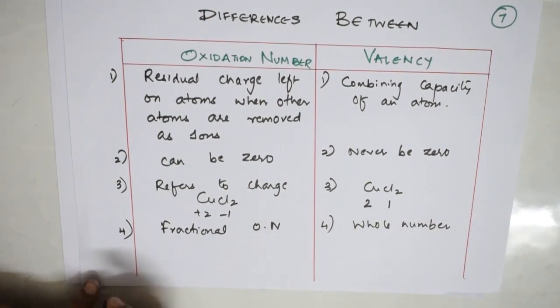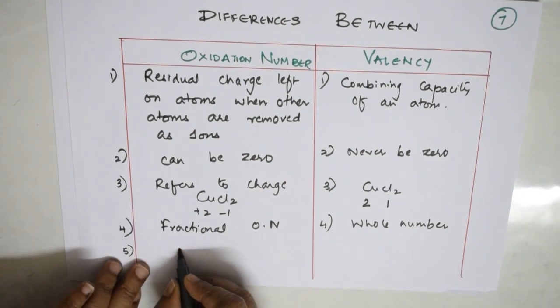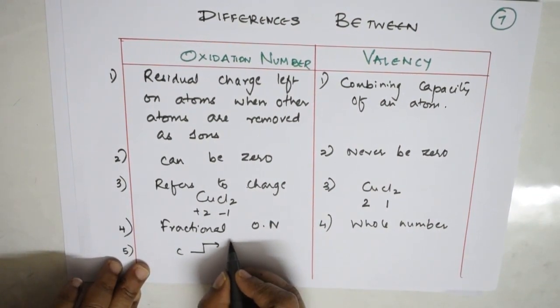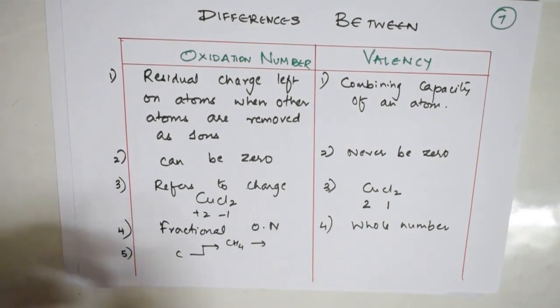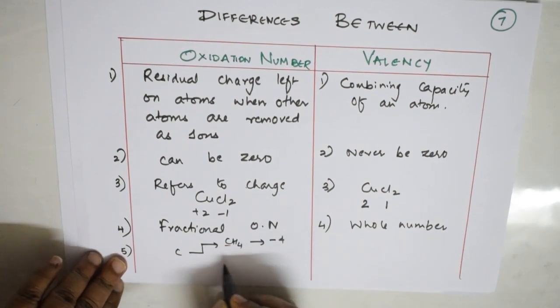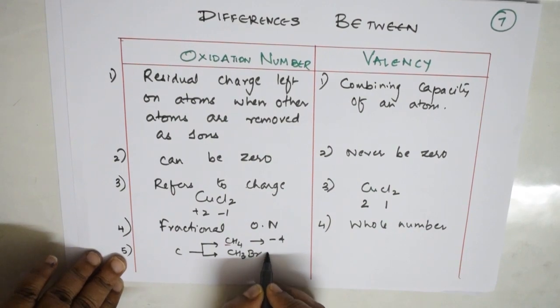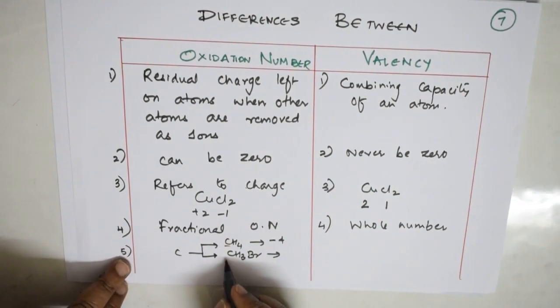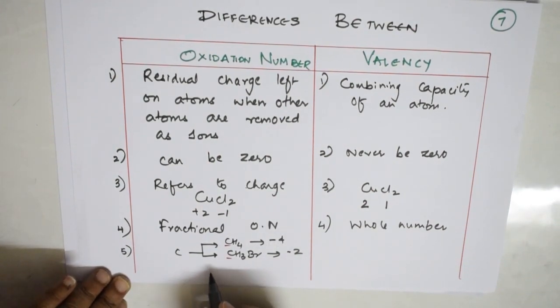Right. Now next thing, let me take an example with one element, carbon. If I take an example of CH4, what is the oxidation number of carbon? If I underline this, the carbon here is -4. If I take the next example, CH3Br, here the carbon is how much? Here it is -2. Okay, you calculate, you can understand.